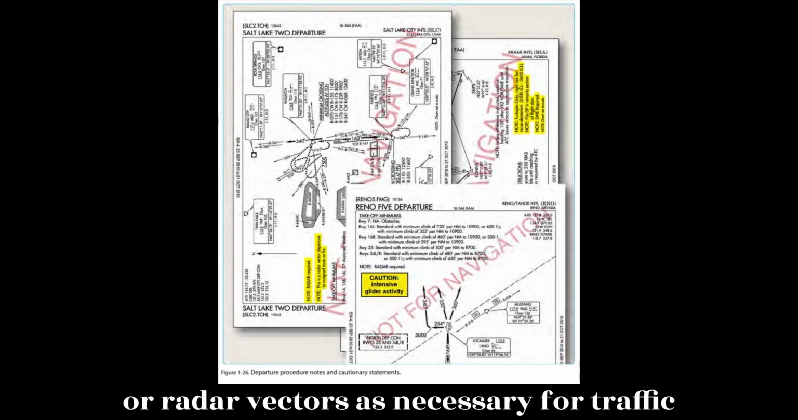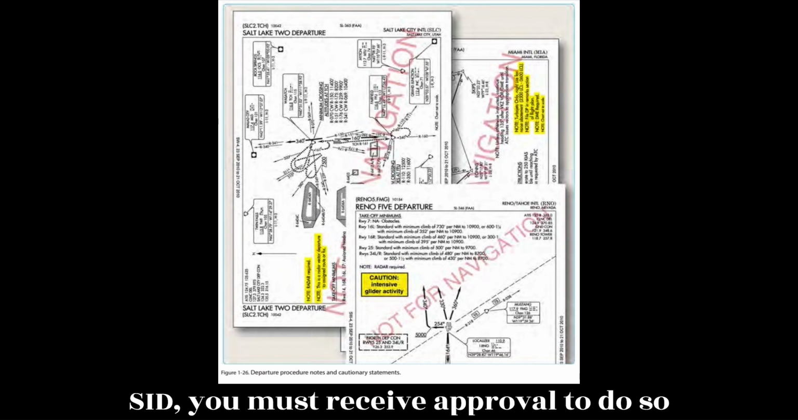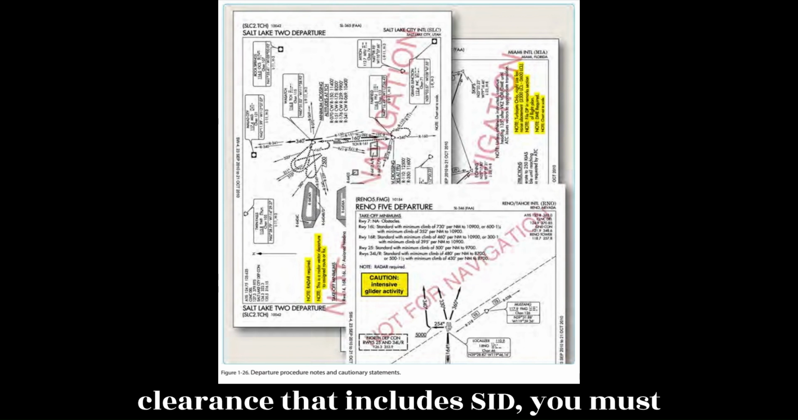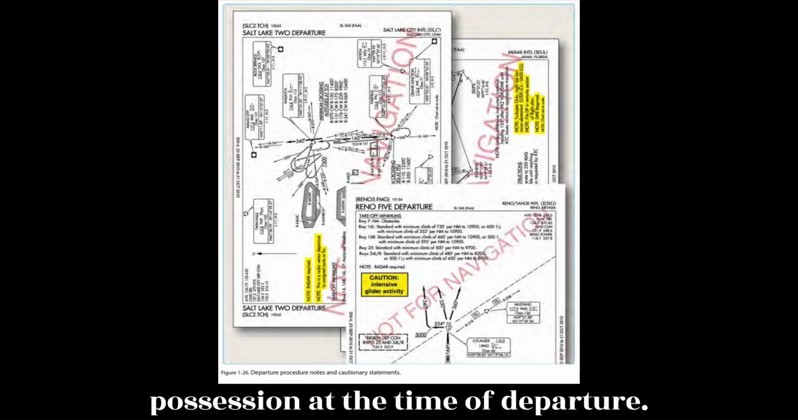ATC can assign SIDs or radar vectors as necessary for traffic management and convenience. To fly a SID, you must receive approval to do so in a clearance. In order to accept a clearance that includes a SID, you must have the charted SID procedure in your possession at the time of departure.